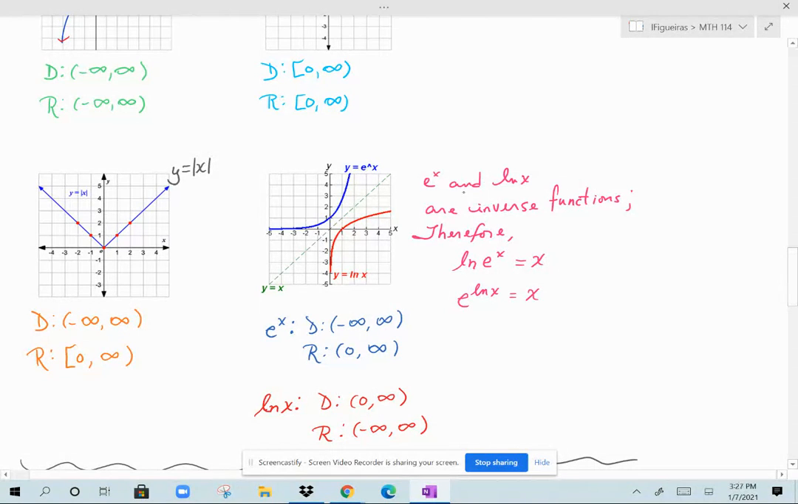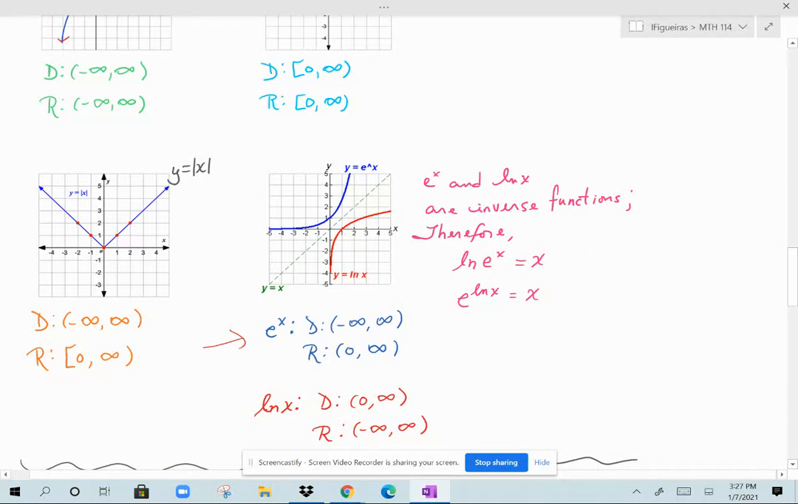And then we have here two inverse functions, e to the x and ln of x, natural log of x. They are inverse functions, and because they are inverse functions, the composite of two inverse functions, ln of e to the x equals x, and e to the ln of x also equals x. So that will always be true when you take the composite of two inverse functions. The result will be x. So I have e to the x in blue.